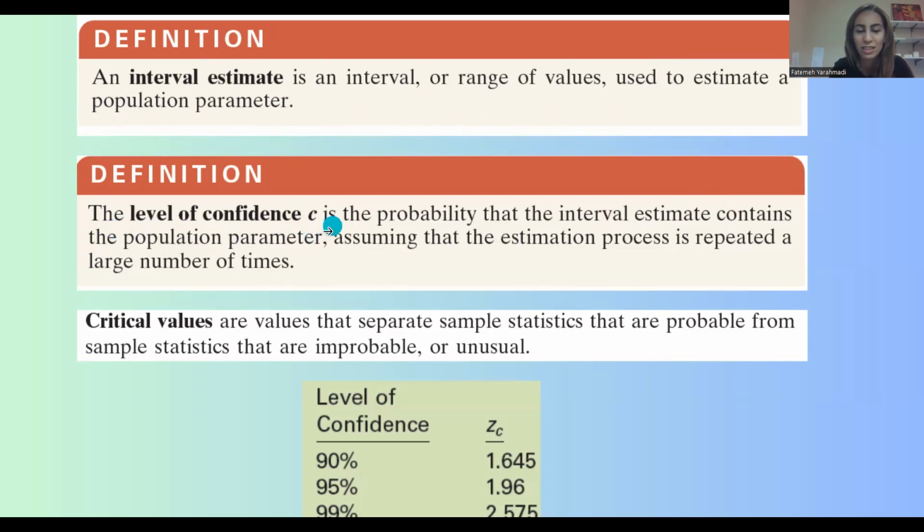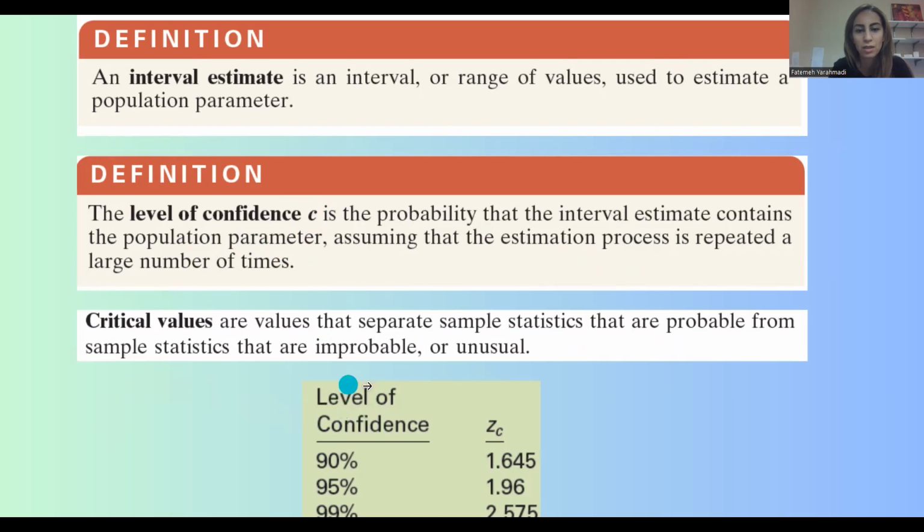The level of confidence C is the probability that the interval estimate contains the population parameter, assuming that the estimation process is repeated a large number of times. For each level of confidence C, you're going to define a critical value. Critical values are values that separate sample statistics that are probable from sample statistics that are unusual or improbable.